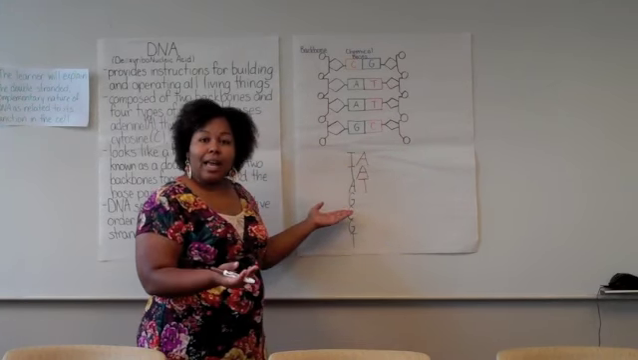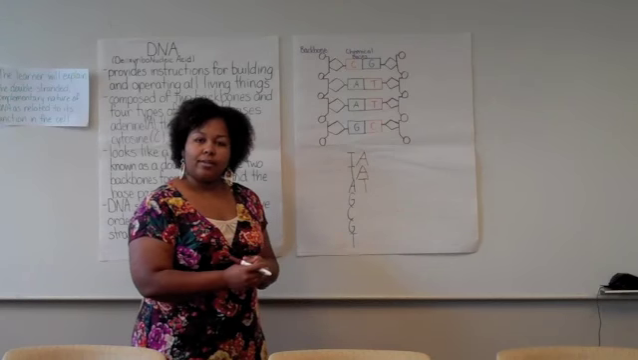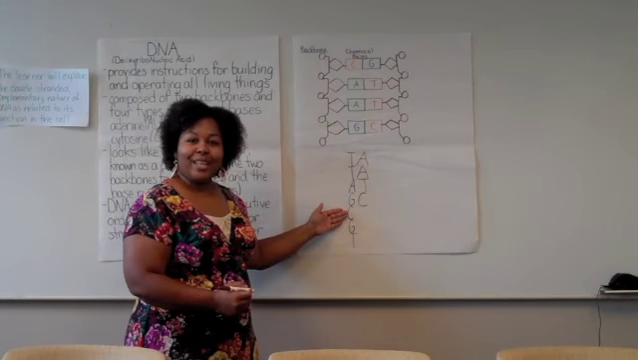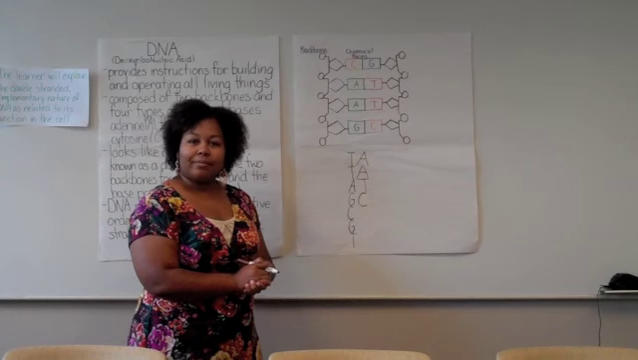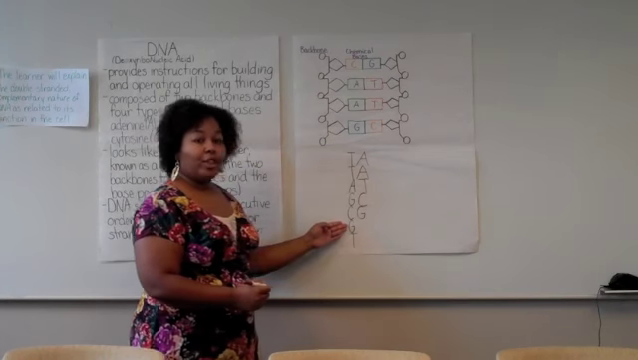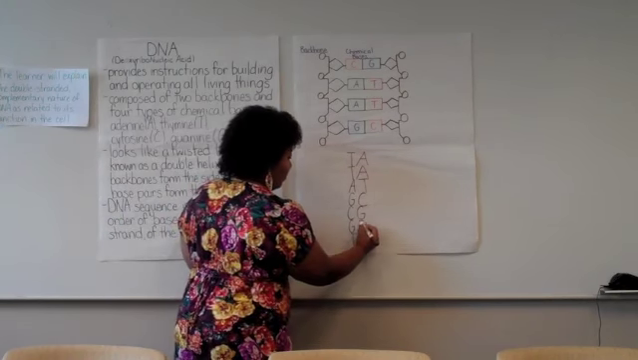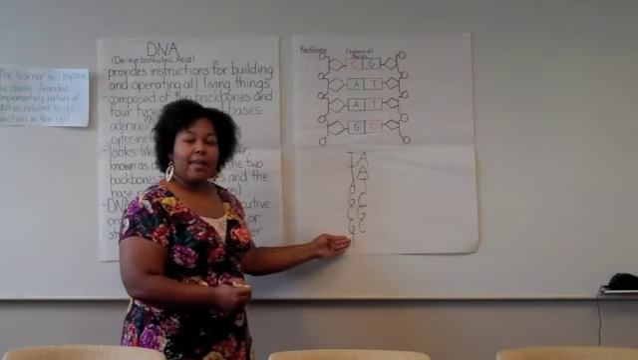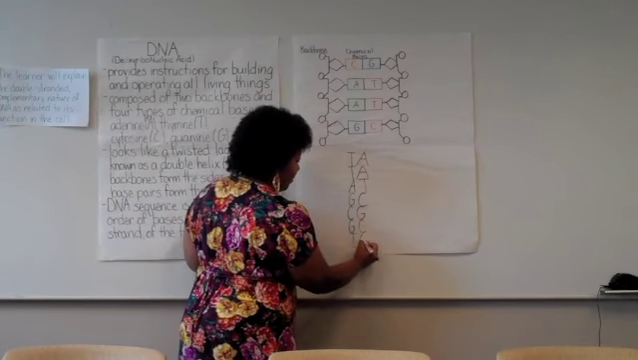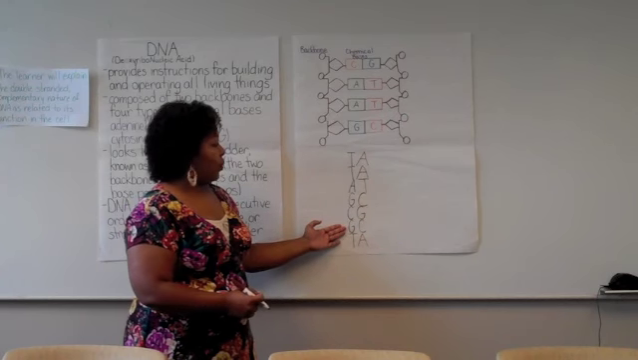So now I need some help. So I have G. What is the complementary base for G? C. Very good. Now I have C. What is the complementary base for C? G. Very good. I have G, and the complementary base for G is? C. Very good. And I have T, and the complementary base for T? A. Very good. So now we have completed our DNA sequence.